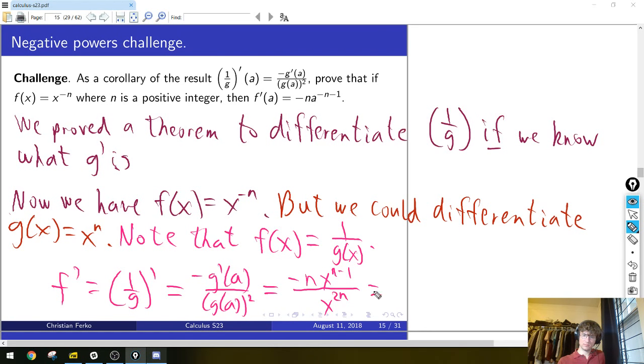This is going to be negative n times x to the power of negative n minus 1. Good, yes. So we just subtracted the 2n from the n, so you got a minus n. Very nice.